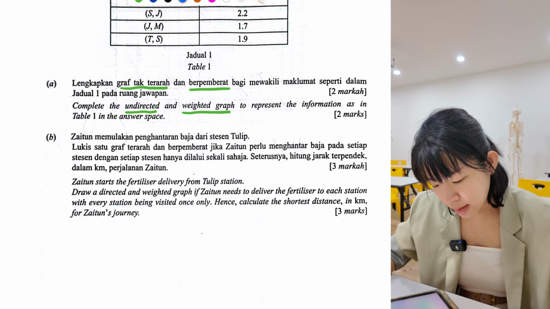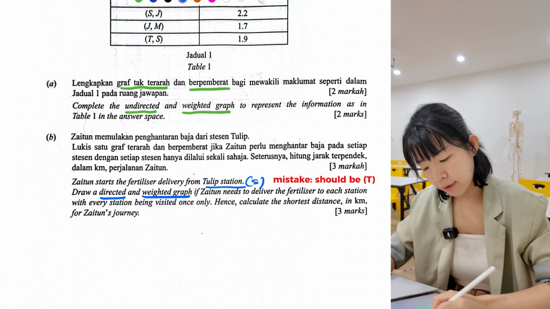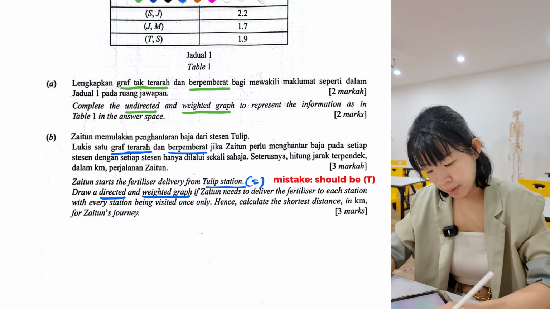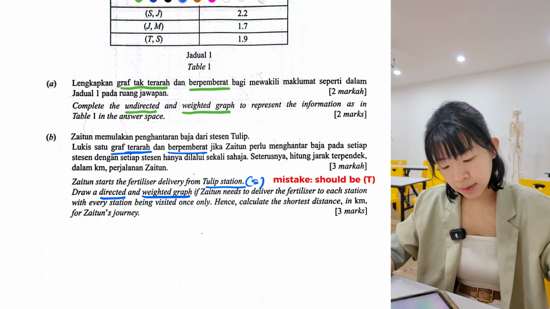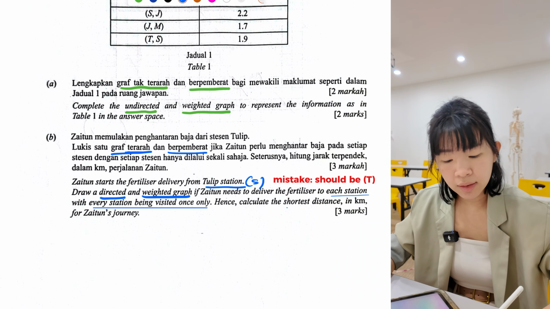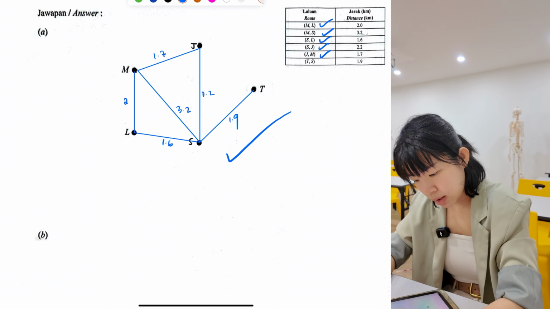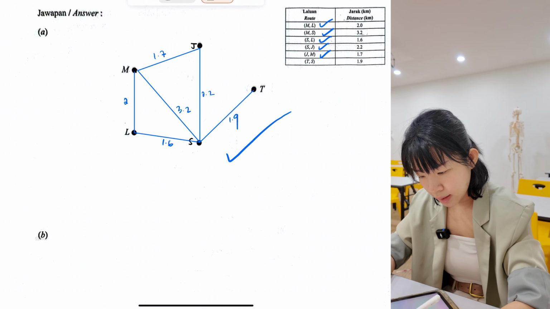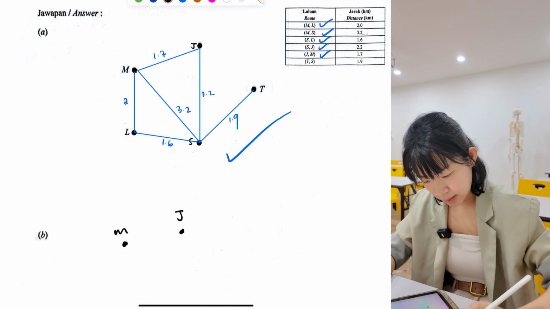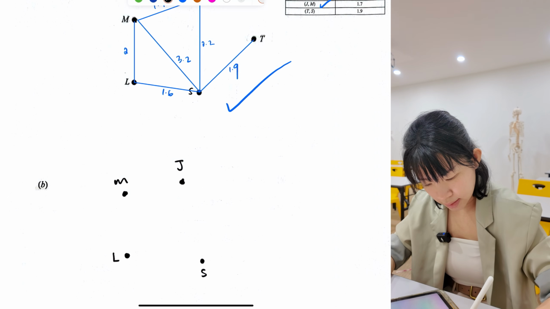Let's look at B. Zaitun starts the fertilizer delivery from tulip station, meaning from S. Draw a directed and weighted graph. Lukis satu graf terarah, meaning now you need to draw arrows, and berpemberat, you need to label. Zaitun needs to deliver fertilizer to each station, with every station being visited once only. Calculate the shortest distance. So you need to go through every station with the shortest distance. Here this one is M, this is J, this is L, this is S, and this is T.